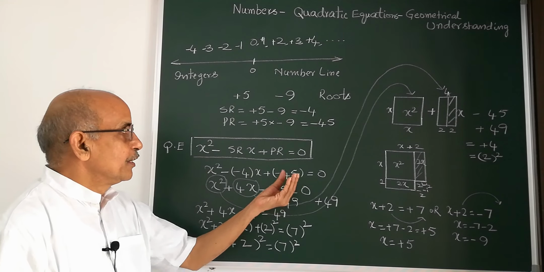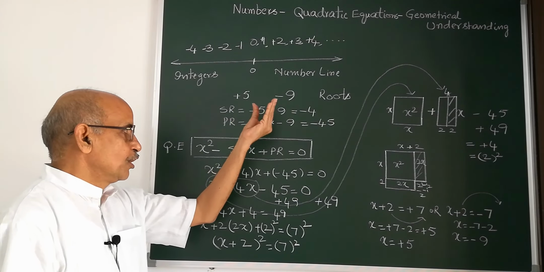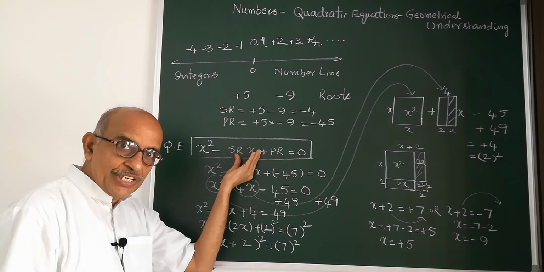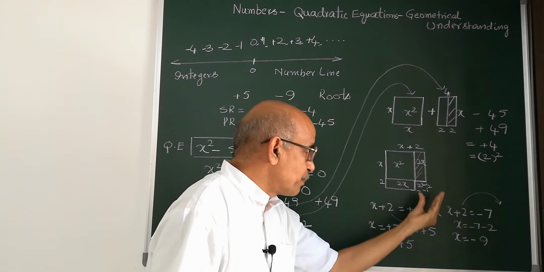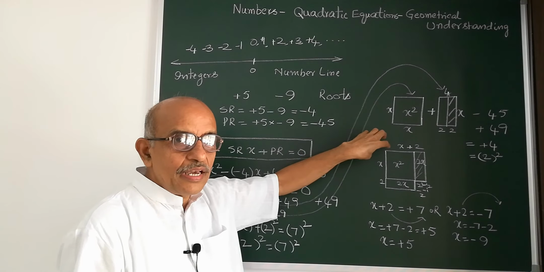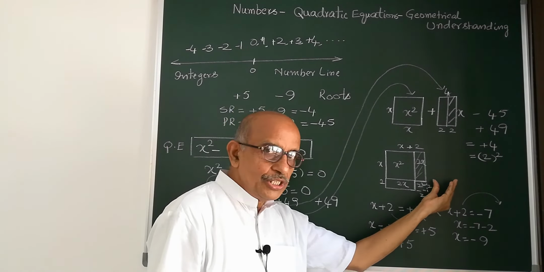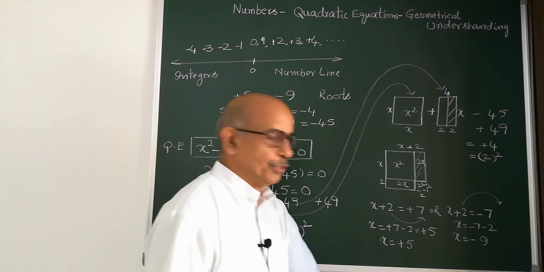So dear friends, we have taken the roots, found the sum of the roots and product of the roots, framed a quadratic equation, and we have solved the quadratic equation by completing the square. We have seen why it is becoming an incomplete square and how we are completing it. With the help of this technique, we have solved the quadratic equation and got the roots.